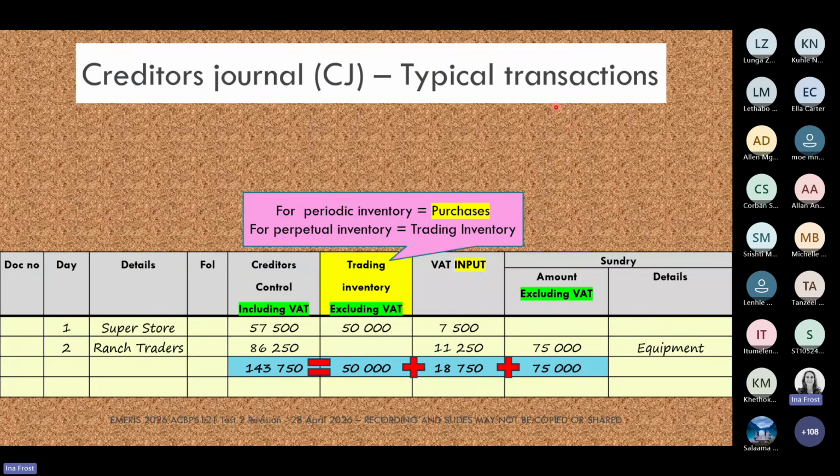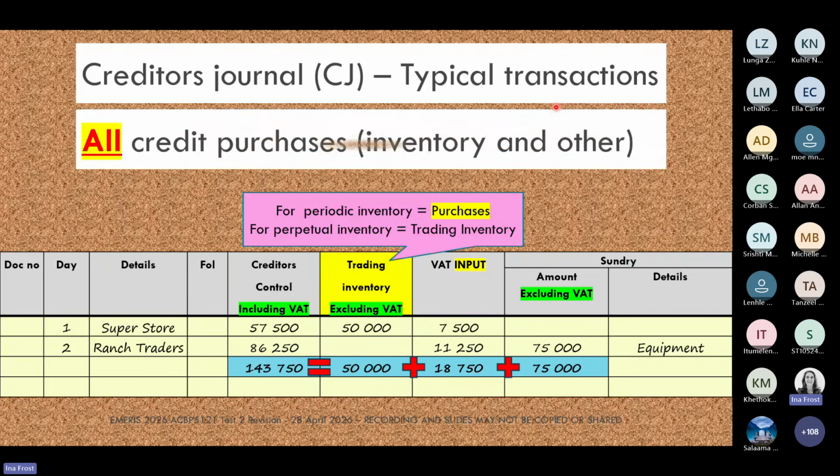So here is now a creditor's journal that I have already completed. The creditor's journal is for all credit purchases, which can be inventory. So here on this first transaction, you can see I bought inventory, but it is also anything else that was bought on credit. In my second example, we bought equipment on credit, and so that is sitting under the sundry column. So again, during the month, we record all the transactions into the journals.